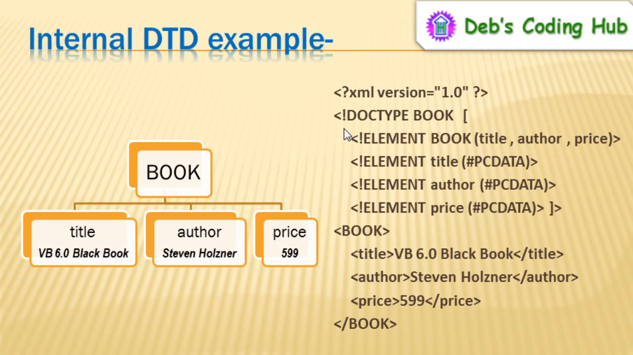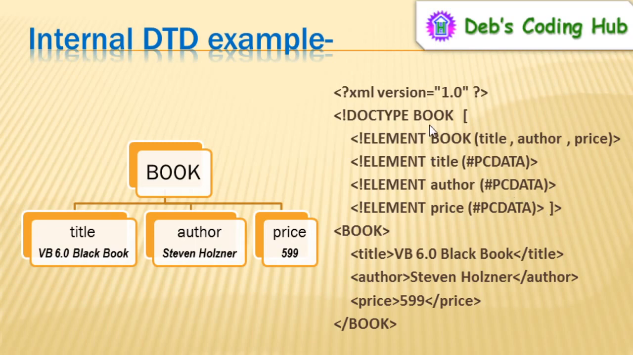So for defining a DTD, we have to use the DOCTYPE. Now DOCTYPE should be written in capital letters. So start an angular bracket, put an exclamation symbol, followed by DOCTYPE, followed by the document type I am defining. Now what is the root element? Root element is book. So our doctype is book. Then the DTD definition should be put inside square brackets. As you can see, there is a square bracket opening and square bracket closing.